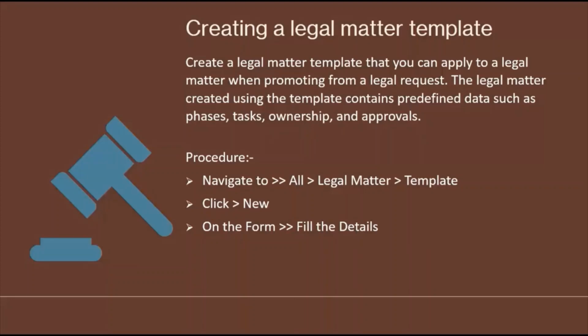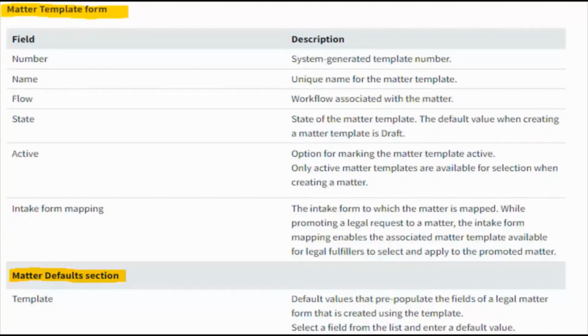Similarly, each legal matter has phases, tasks, who is the owner, and the approval. So these are the things which are predefined. So how to create the template? We will go to the navigation bar and search for a particular name like legal matter or template. Under that we have a template, and only an authorized person can create a new template or configure the existing template. So these are the few fields while we are going to create the template.